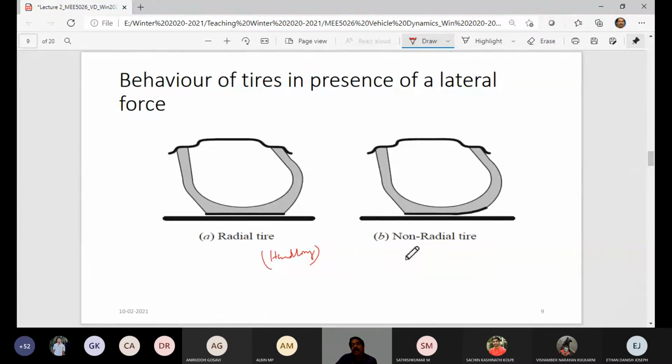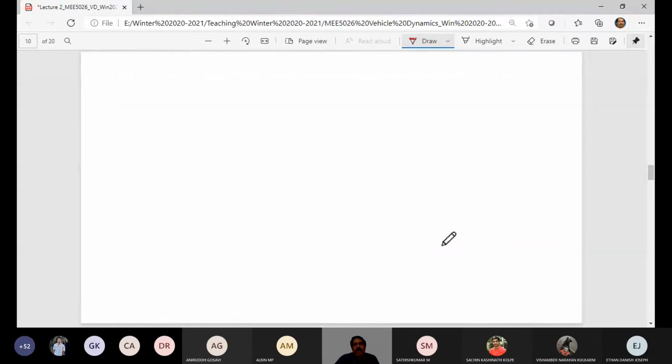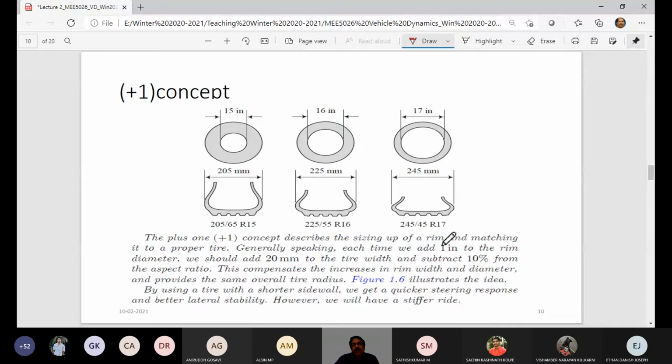Whereas the non-radial tire, if you take, you see that contact is lost and you have this kind of thing, right? So this is one of the important pictures, I just put it so that it will be retained in your mind. And another something called the plus one concept. So what is plus one concept? I do not want to change my overall dimension of the tire wheel assembly. So that should be retained, but I should have different tires for my different requirements.